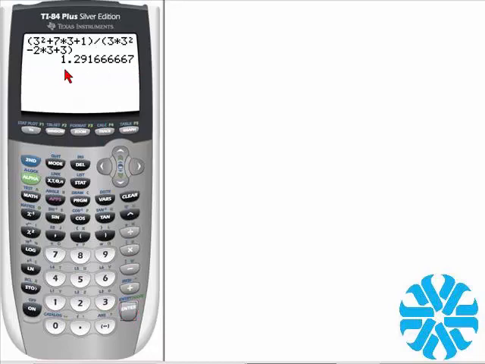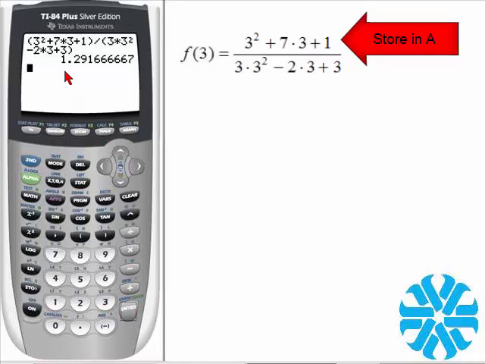Now, let's compute this in two parts. The numerator first and store the answer in A, and the denominator next and store the answer in B. Then we'll take A divided by B. So let's go ahead and just input the numerator. That's going to be 3 squared plus 7 times 3 added to 1. And then we're going to store that answer in A.